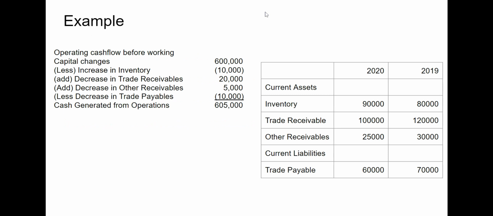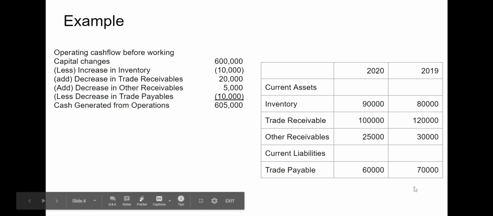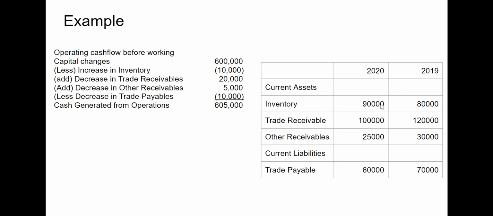So a quick example of what we mean over here, we've got the comparison from the statement of financial position of the various elements within the current assets and current liabilities. And we will see that the inventory has increased. So that means that we must have spent money to buy the inventory, and therefore that will be a decrease, less the increase in the inventory of 10,000.